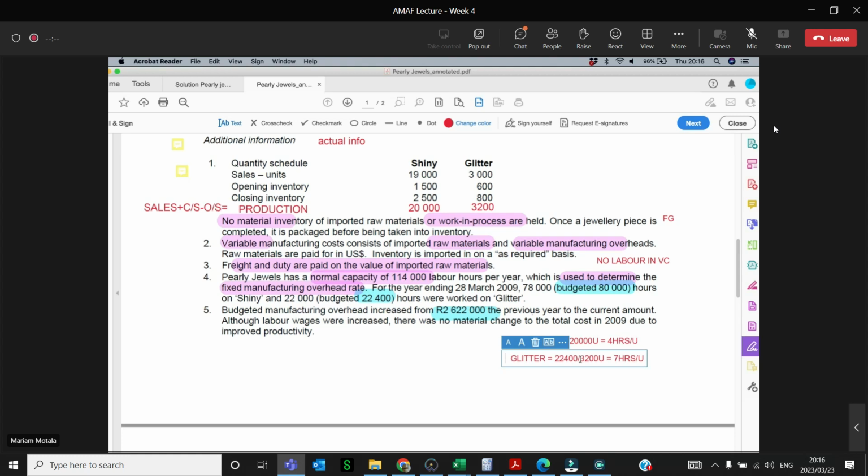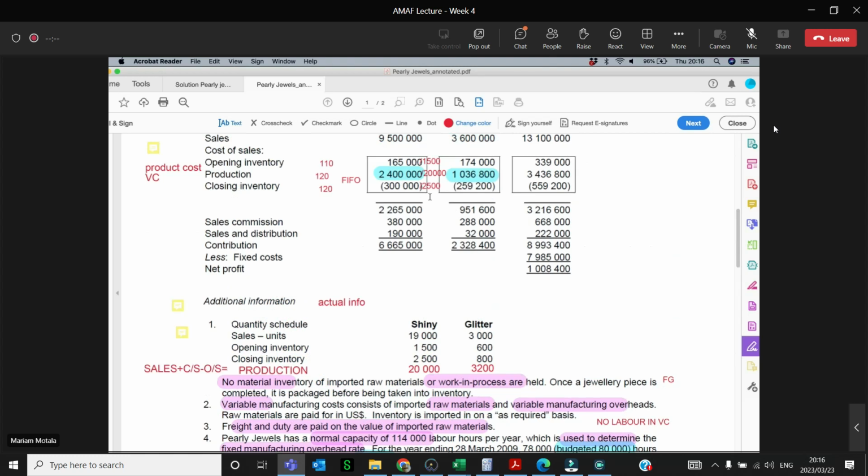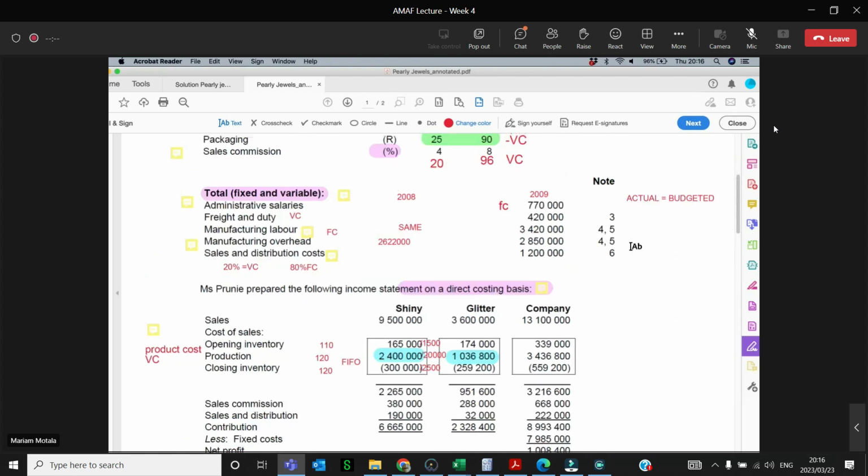Now, based on this information, based on the fact that we have normal capacity, 114,000 labor hours, can you see we can go here and we can compute allocation rates. It's very easy to compute allocation rates for manufacturing, labor, etc. What would be the allocation rates? We will take the budgeted costs and we will divide it by our normal capacity.